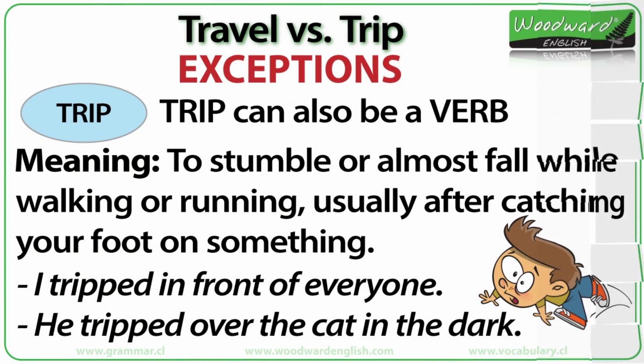Trip is normally a noun, as we have mentioned, but it can also be a verb, though be careful. It has a completely different meaning. To trip means to accidentally stumble or almost fall while you're walking or running, usually after catching your foot on something. It means to almost fall over something as you walk. I tripped in front of everyone. It was embarrassing.